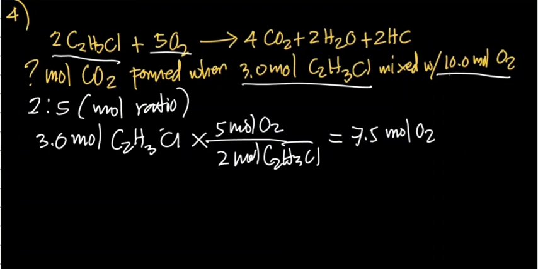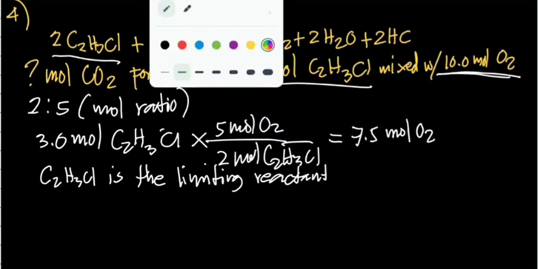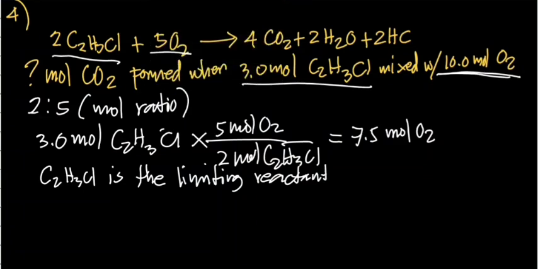Okay, but the available amount of oxygen here is 10 moles, so that means there is enough oxygen. Therefore, C2H3Cl or chloroethene is the limiting reactant. And now we can calculate the amount of carbon dioxide formed.